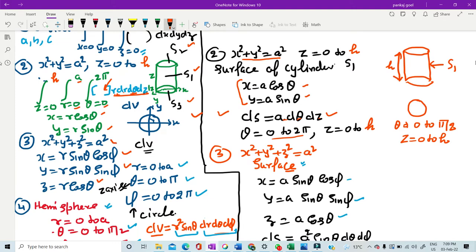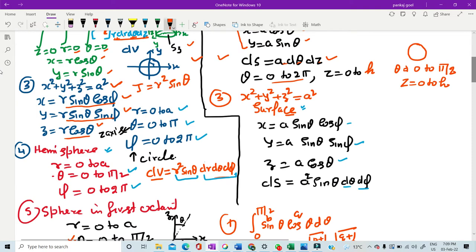Now we take the sphere. The equation of sphere is x square plus y square plus z square equal to a square. x equal to r sin theta cos phi, this is the spherical coordinate. y equal to r sin theta sin phi and z equal to r cos theta. As we know, we earlier found the Jacobian of this one is equal to r square sin theta, right? That's why we can write dV equal to r square sin theta, this is the value of the Jacobian, dr d theta d phi.